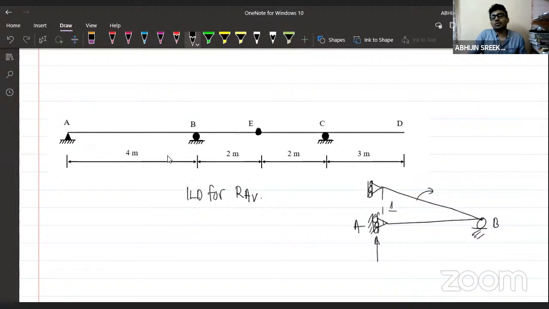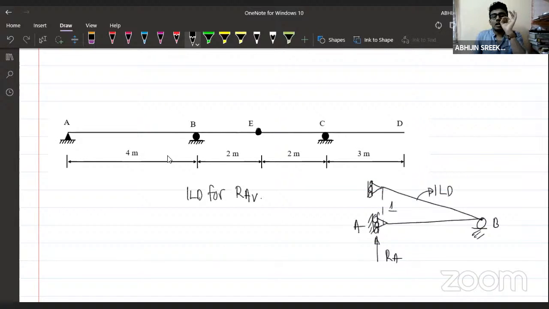This is the deflected profile, correct? And this deflected profile will represent the influence line diagram for that particular force function. Here in this case, it is RA. How to draw the influence line diagram?